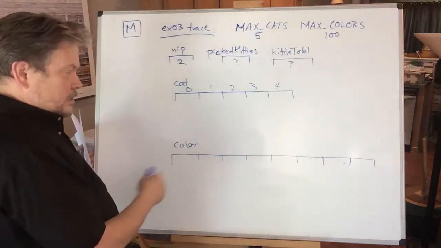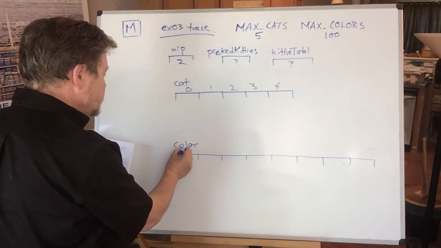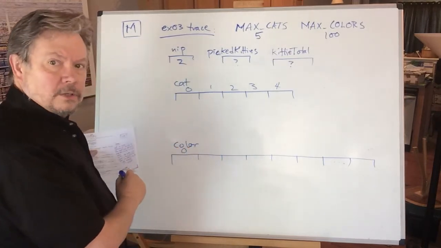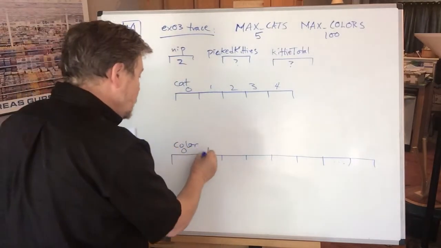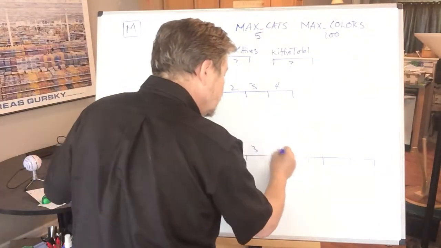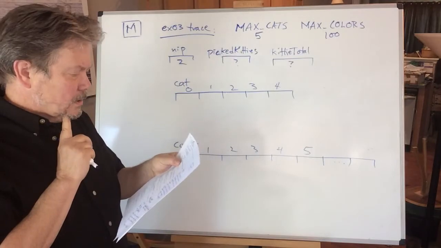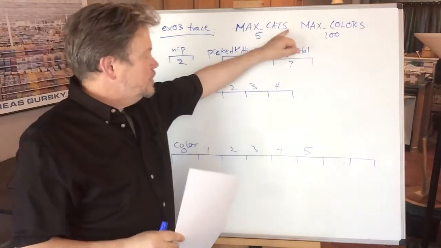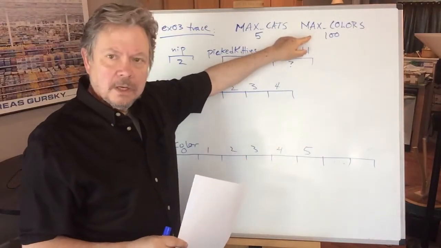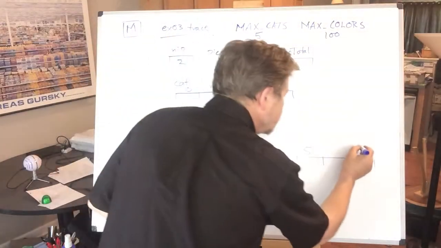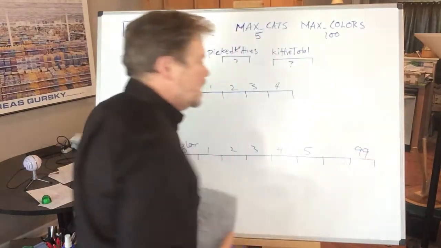And I can put index numbers on the ones that I drew. This is color 0. It always has to start with index 0. Color 1, color 2, color 3, color 4, color 5, and so on. What's the last one going to be? Well, max colors is the dimension of this array, and it has value 100. So the last element in this array has index number 99.